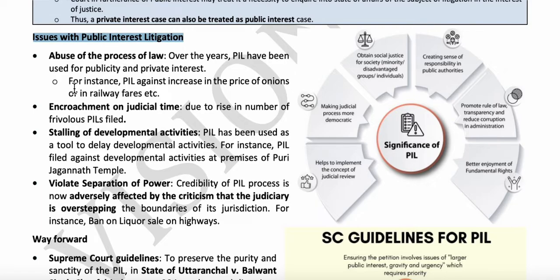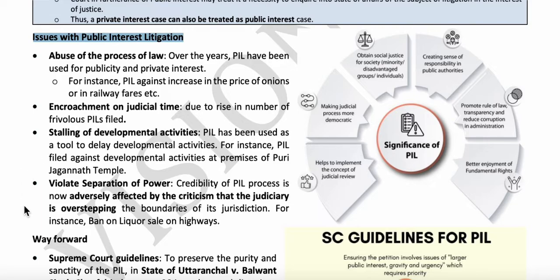And the third issue is public interest litigation is now being used for delaying developmental activities. For example, public interest litigation was filed against activities at the premises of Puri Jagannath temple. So, to delay the developmental activities on Puri Jagannath temple, this was filed. So, it delays the developmental activities also.